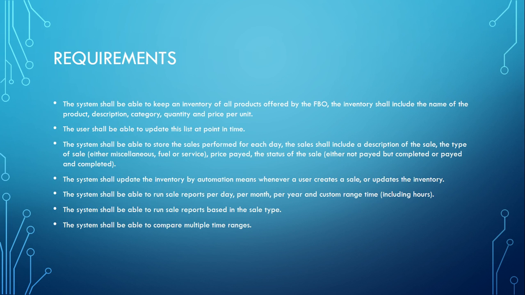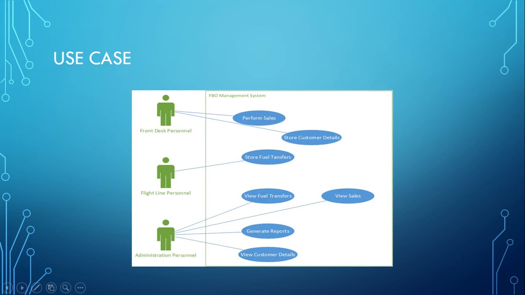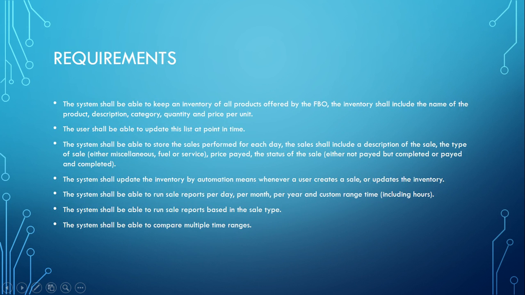So after looking at the problem, I was able to generate requirements, and some of them will be written here. But if you look into the SRS document, you'll be able to see the whole requirements. I will go ahead and read them. The system shall be able to keep an inventory of all products offered by the FBO. The inventory shall include the name of the product, description, category, quantity, and price per unit. The user shall be able to update this list at any point in time.